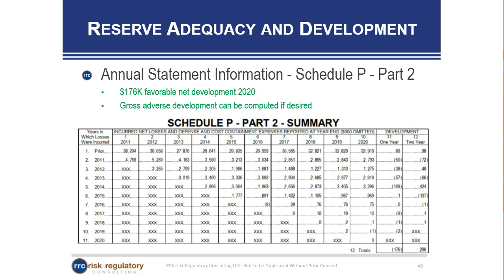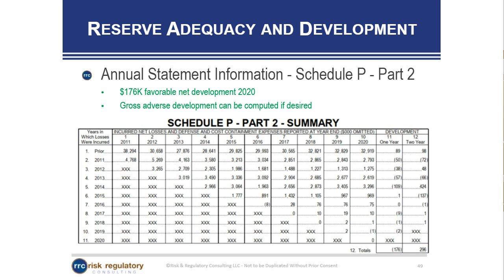You could also take a look at Schedule P Part 2, which in this case shows $176,000 of favorable net development. And you'll see that the net development numbers differ from source of information to source of information.